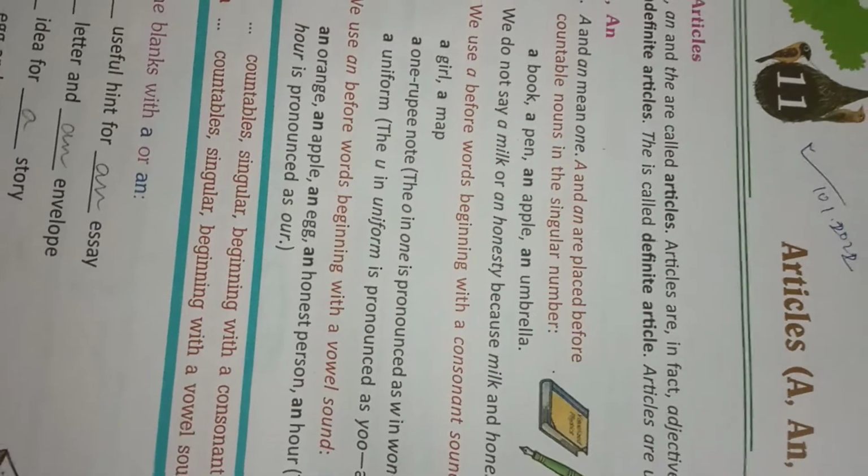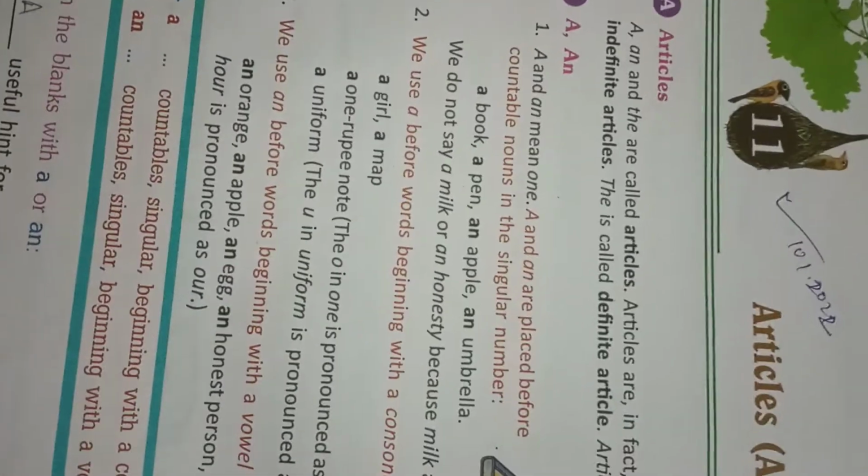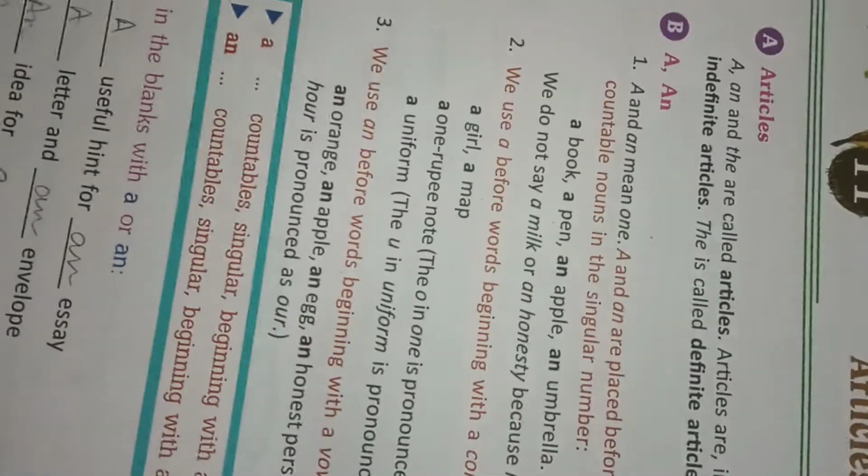So today I am going to start articles. What are the articles? From class 3 you have learned this, isn't it? Yes, A, an and the. There are 3 articles: a, an and the. A and an are called indefinite articles. The is called the definite article. Articles are mostly adjectives. Yes, articles are called adjectives. They are generally called adjectives.